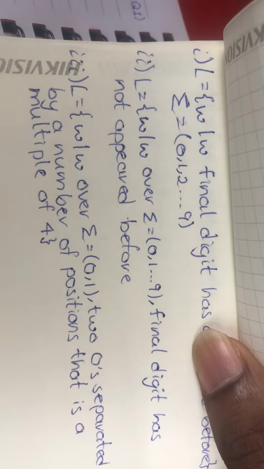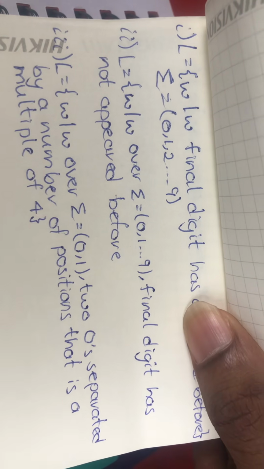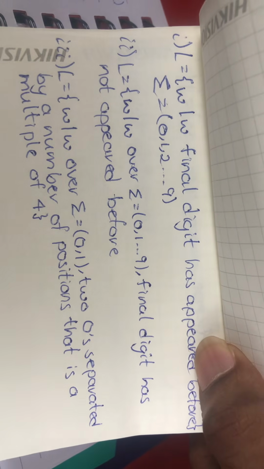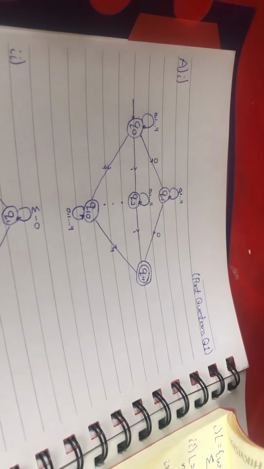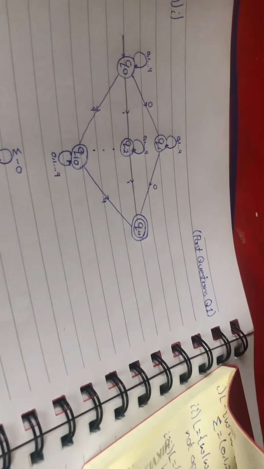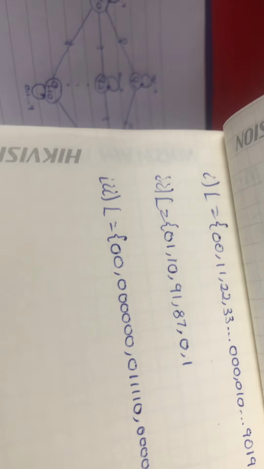So this is how the question goes. The language is such that the word's final digit has appeared before. That's for part one. Now this is the solution I made. We should know that the language consists of something like 00, where the last digit has appeared before.